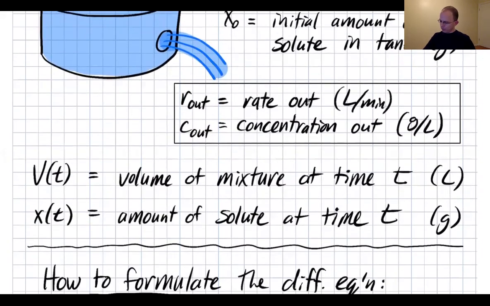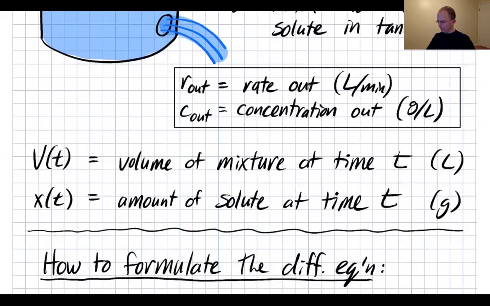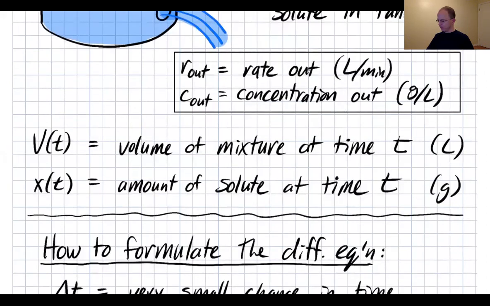And what we're interested in knowing are a couple of things. We want to know how the volume of the mixture is changing over time. So V of t will be the volume of the mixture at time t, measured in some units like liters. And X of t will measure the amount of the solute at time t inside the tank, and that will be given in, for example, grams as our unit.